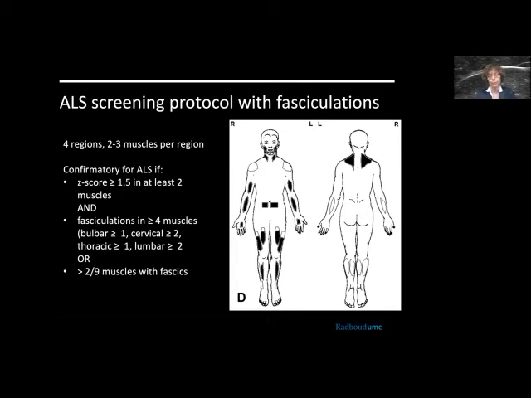And there have been some diagnostic algorithms calculated that say that it's very suspect for ALS if you have, for example, a Z-score of more than 1.5 in at least 2 muscles and fasciculations in more than 4. Or you could even sort of trim the whole thing down to just screening fasciculations. And it's already very suspect for ALS if you have more than 2 out of 9 muscles that show fasciculation.